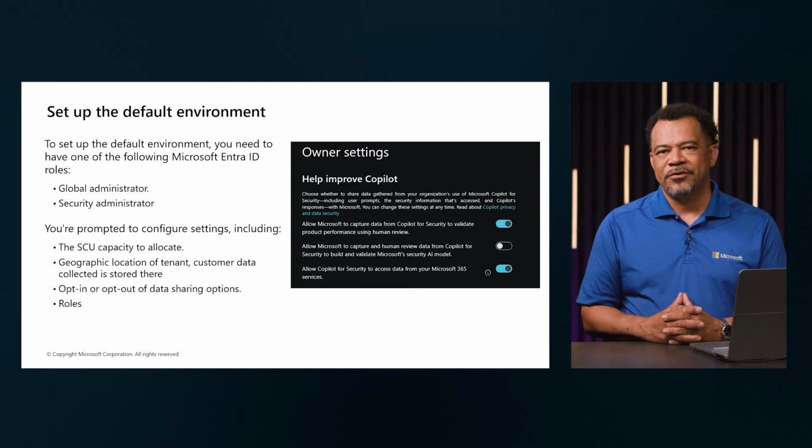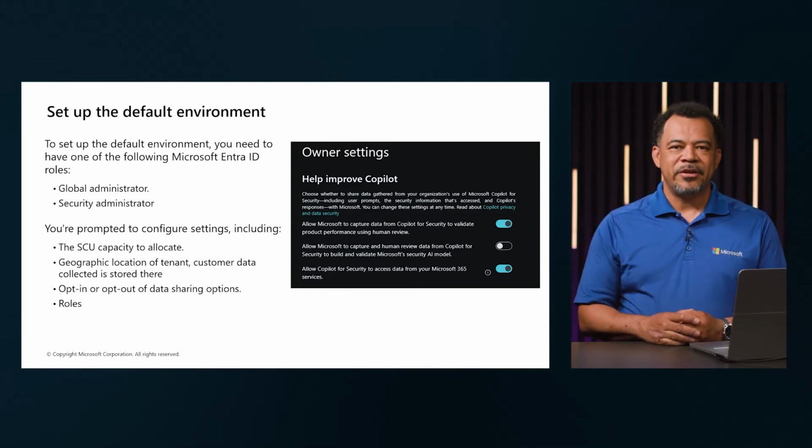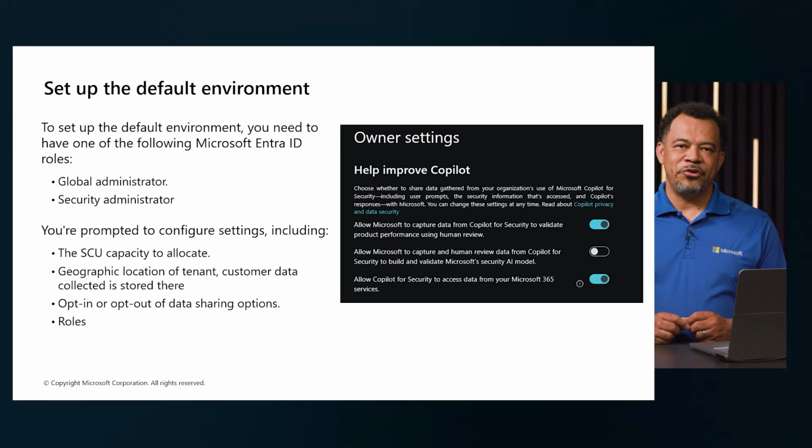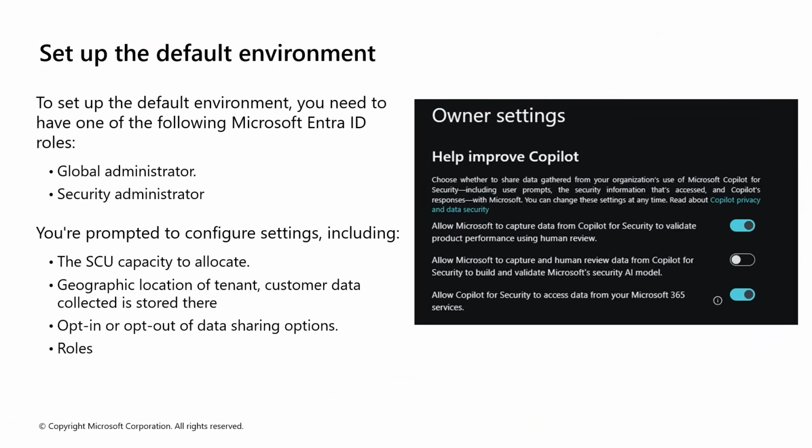When you're setting up Microsoft Security Copilot, you'll be asked to configure a few important things. One of the first things you'll do is select the Security Compute Unit, or SCU capacity, which refers to the capacity units you've already provisioned. Next, you'll need to confirm the data storage location. This is where your organization's data will be stored based on your tenant's geographical region.